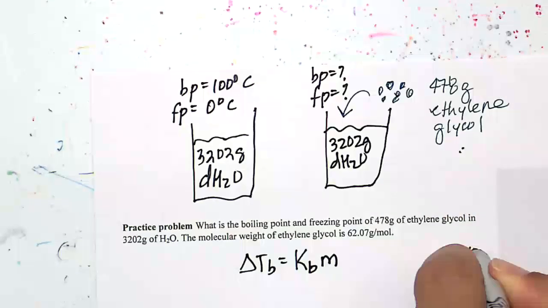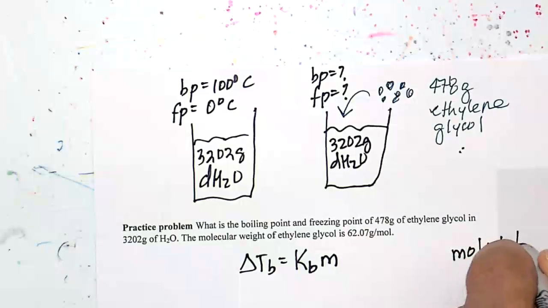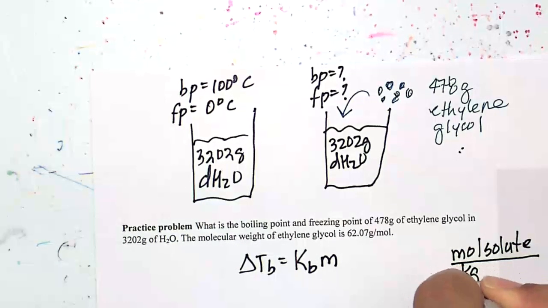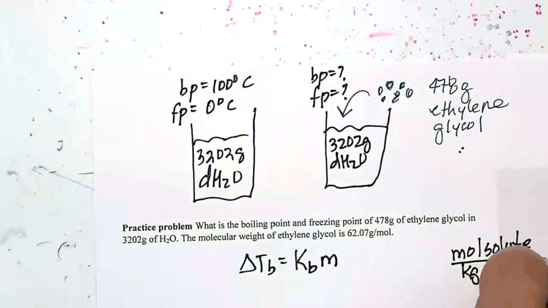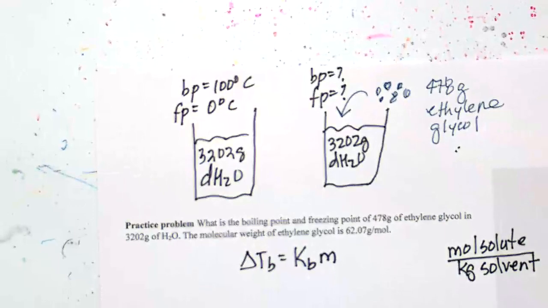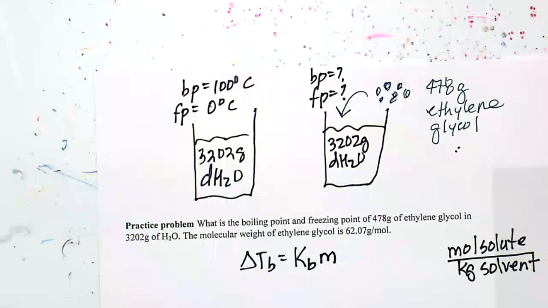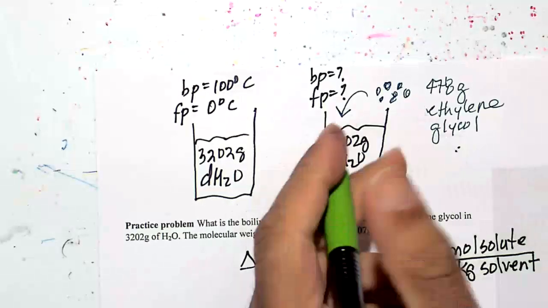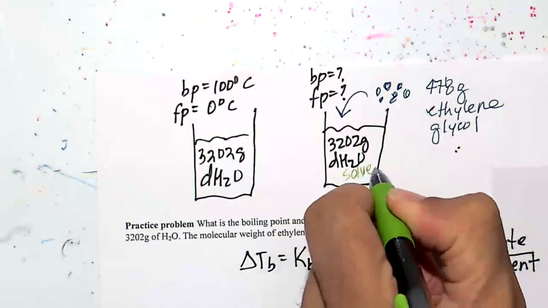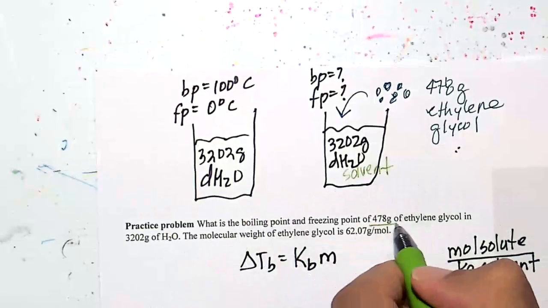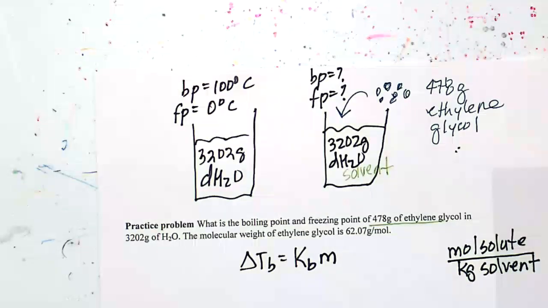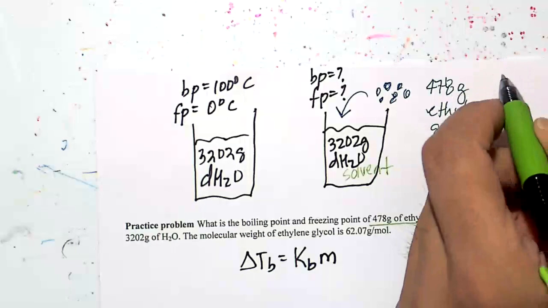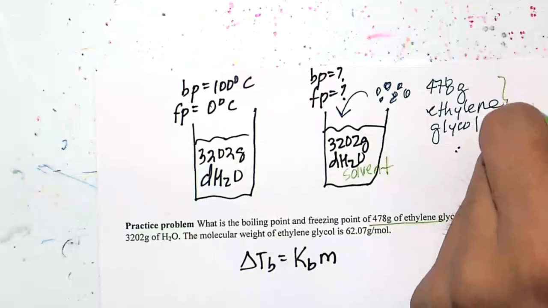Molality. What is molality? Moles of solute over kilograms of solvent. So it's good to ask ourselves, what is the solvent here? Just automatically, by default, what is our solvent? Water. Our solvent is water. What is our solute? Ethylene glycol.